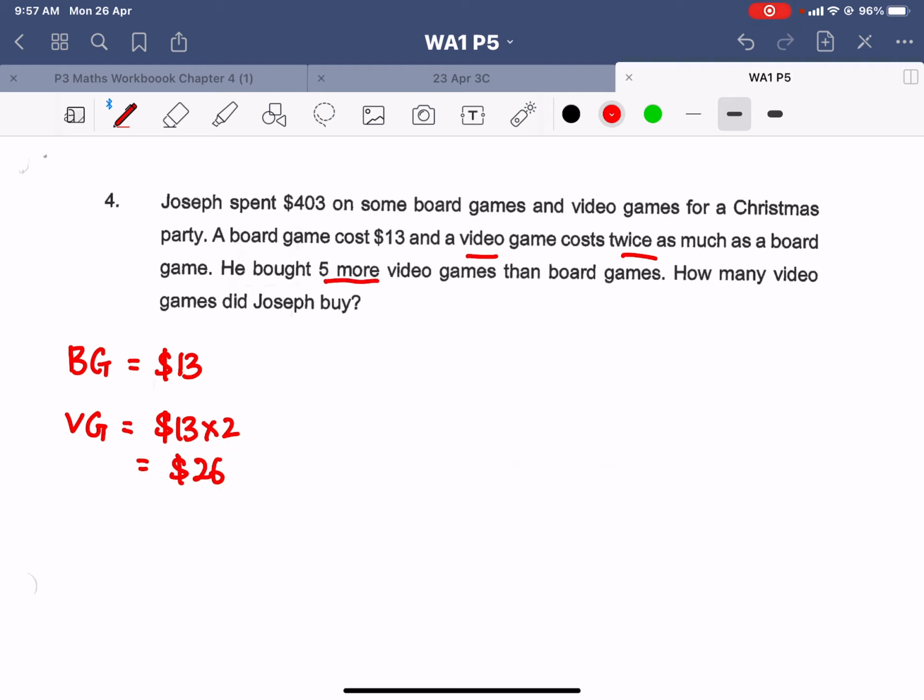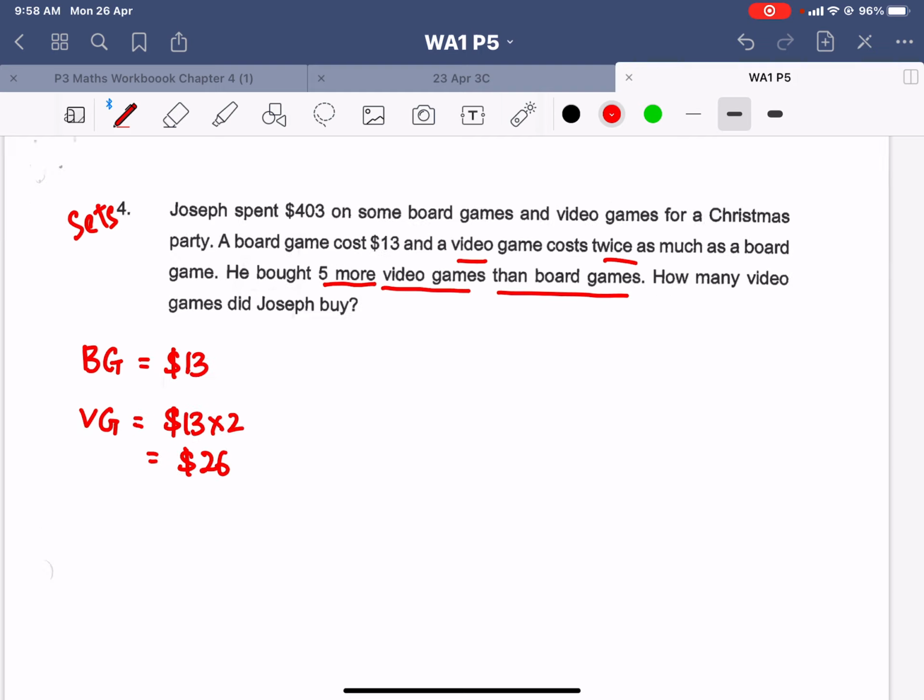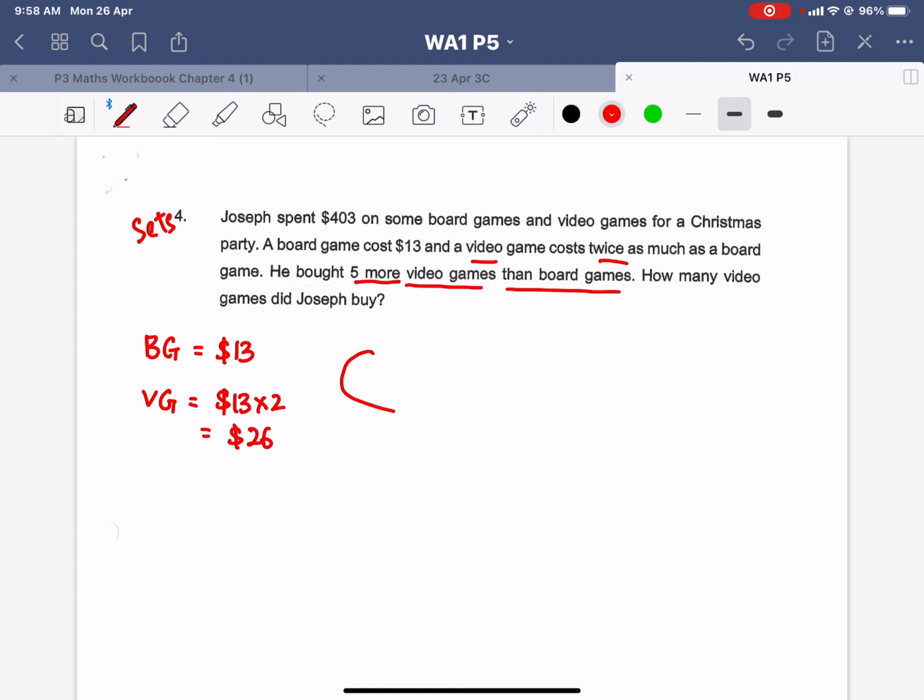Alright, he bought 5 more video games than board games. Now, this should give you a clue that this question is about sets. You have some sets of video game and board game, but not every one can belong to a set. There will be 5 extra video games. So as to how the set looks like, it is like this. So this is a set of 1 video game and 1 board game. This is one set. You can pair them up in a group.